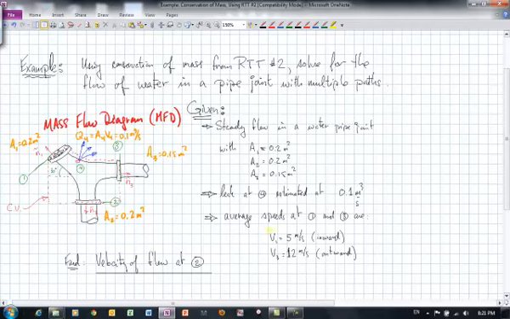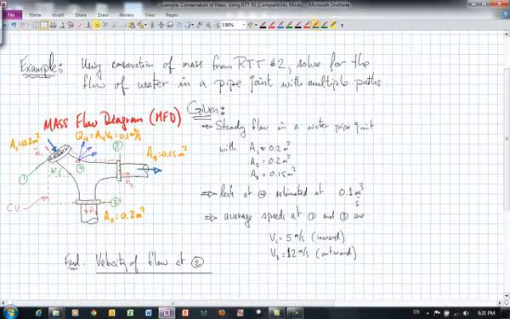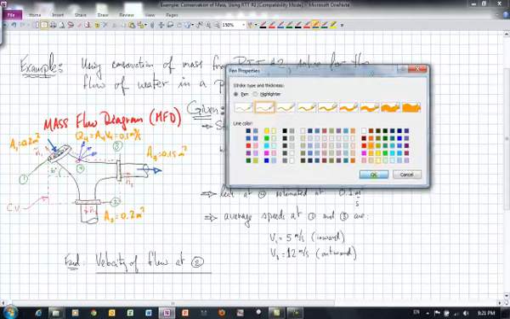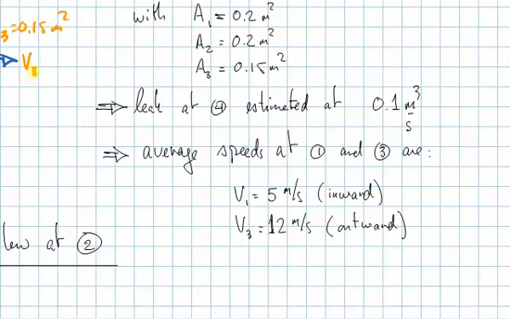Finally, we're told that the average speeds at sections 1 and 3 respectively are 5 meters per second inward. All right, so let's put that in. Inwards at section 1, outward at section 3, not 2. Okay, and let's go back to putting the values for those. 12 meters per second at 3. And what is it, 1? 5 meters per second at 1.